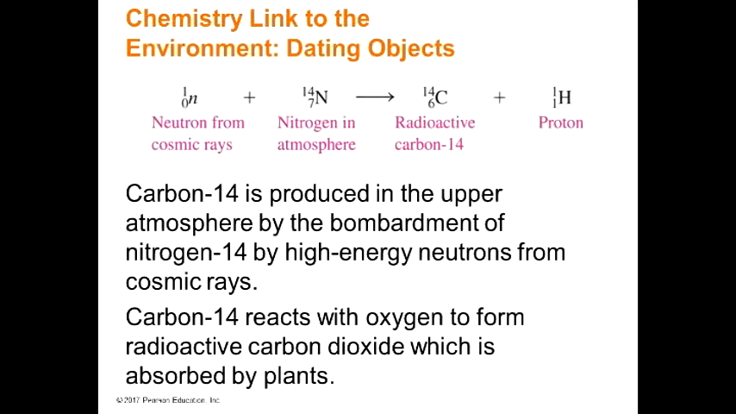C14 reacts with oxygen to form radioactive carbon dioxide, which is absorbed by plants. So you have this C14, and it now reacts with oxygen, and we get radioactive carbon dioxide, which is absorbed by the plants. Okay. So this is part of the cycle. So the plants absorb it, right? And so the plants are radioactive, but it's non-harmful radioactivity. You get it? Okay.